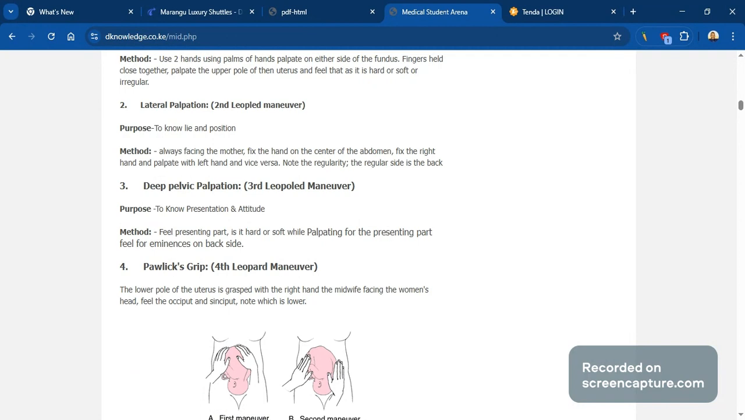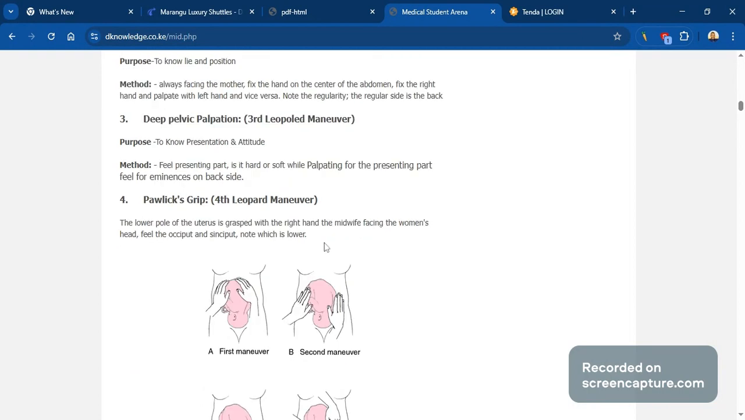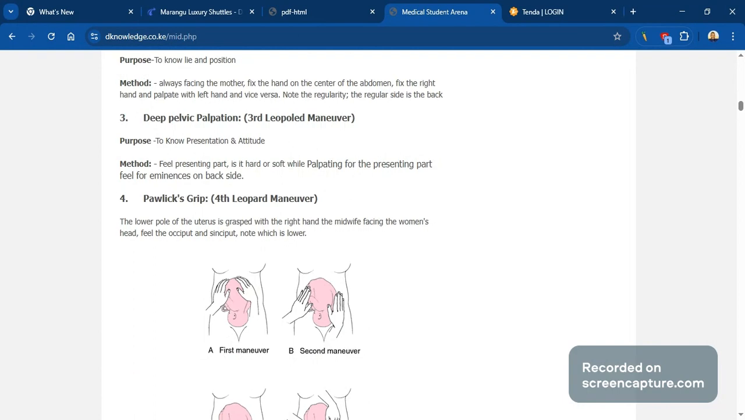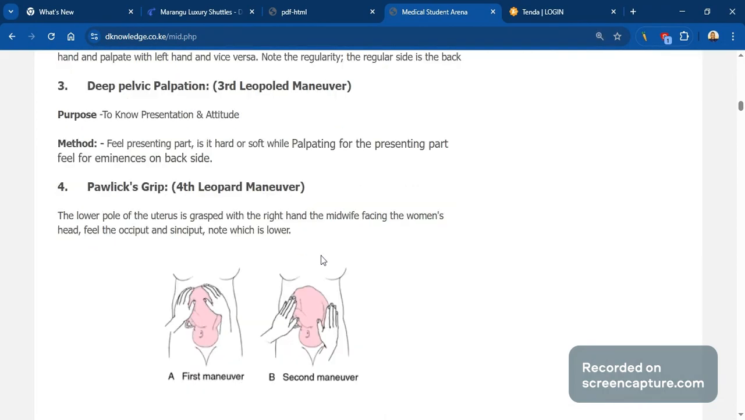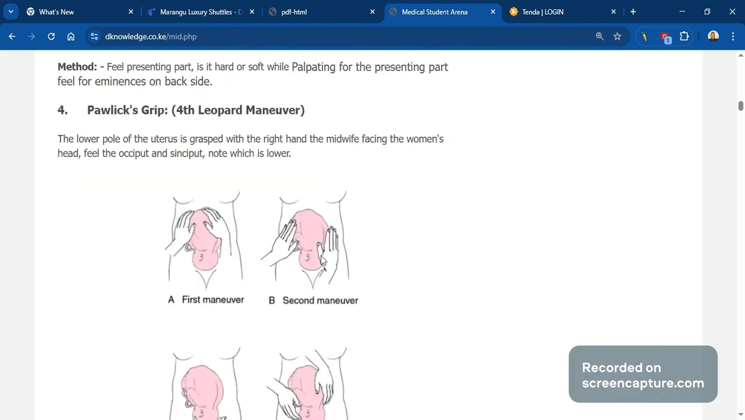So I've talked about the fundal, the lateral palpation, the deep pelvic palpation, and the Pawlik's grips. The lower pole of the uterus is grasped with the right hand, the fingers facing the woman's head. Feel the occiput and sinciput, and note which is low. I don't know if you guys have understood what I've said. Face the woman's head. Feel the occiput and sinciput, and note which is low.